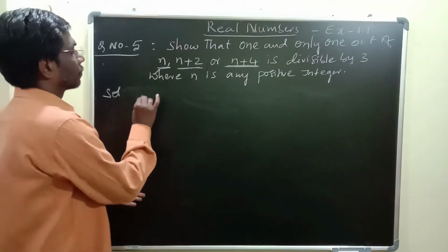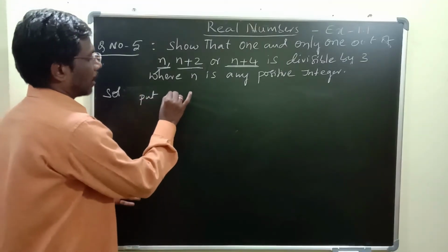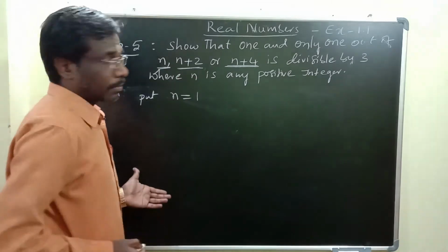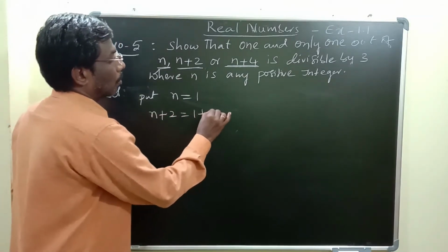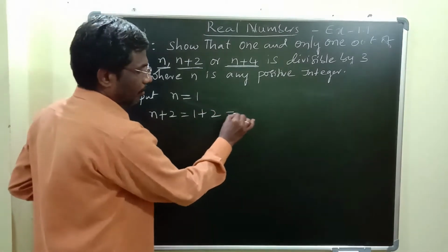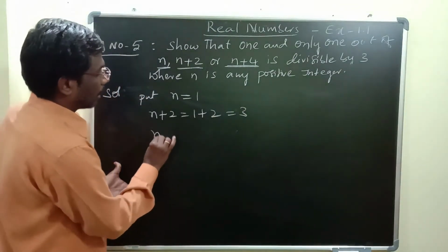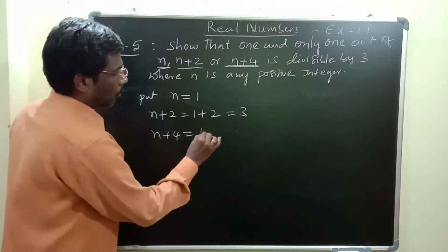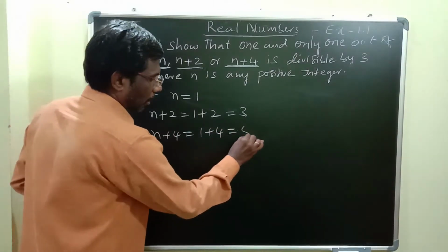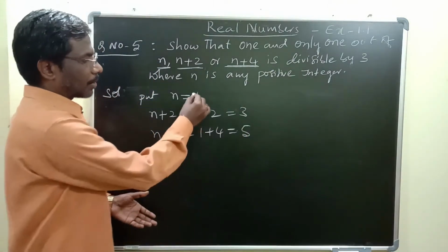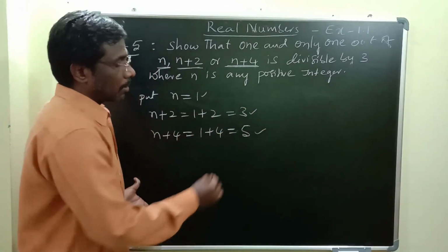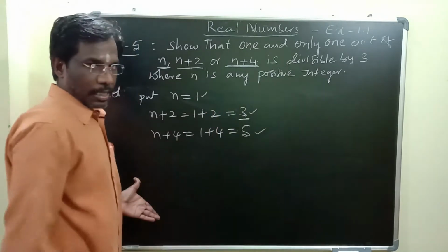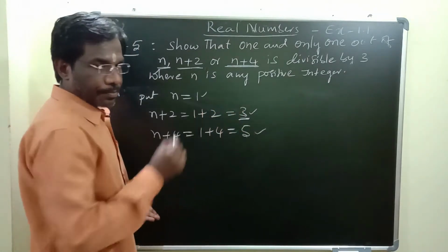Now, put n is equal to 1. n plus 2 is equal to 1 plus 2. 1 plus 2 is 3. And next, n plus 4 is equal to 1 plus 4, that is what? 5. In these three values, 1, 3 and 5, only 3 is divisible by 3, not 1 and 5.